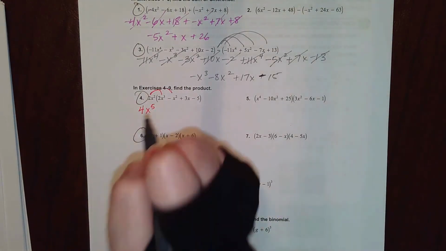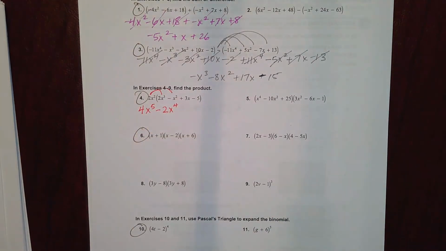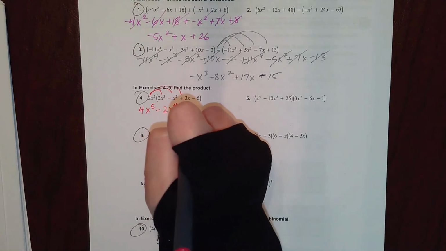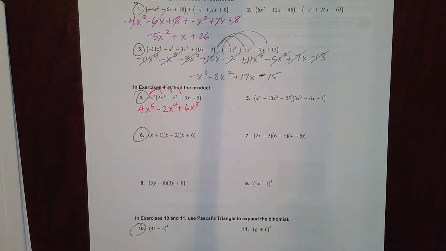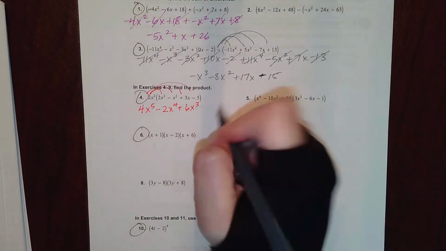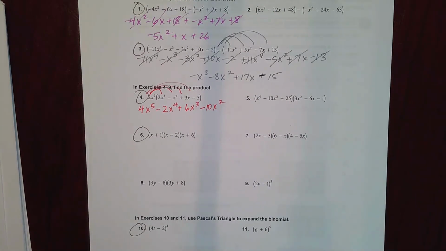2x squared times negative x squared, I get negative 2x to the fourth because I added my exponents. 2x squared times 3x, I get 2 times 3 is 6. X squared times x is x cubed. And then 2x squared times negative 5 is negative 10x squared. And that's it. That's all you do with product.